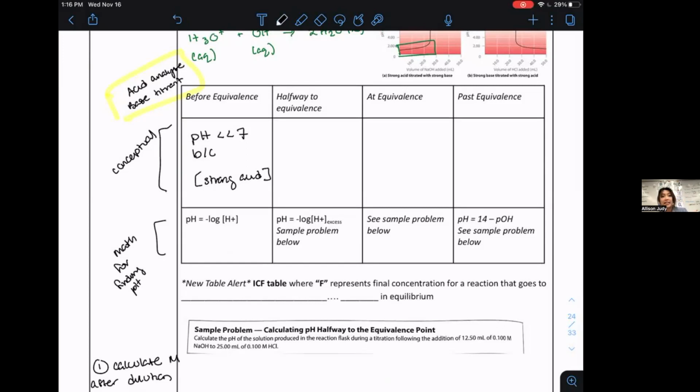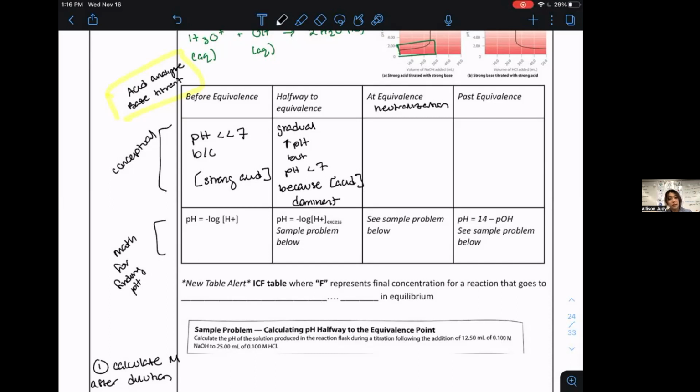The next stage that we are often asked to calculate is, well, we're heading toward equivalence. That's where we care about. At equivalence is neutralization, the point of neutralization. But we can also calculate halfway to equivalence. And conceptually, we're seeing a gradual increase in pH, but pH is still less than 7 because the acid is still the dominant species, especially when you think about titrating drop by drop. You aren't getting anywhere super fast. At least you shouldn't be.